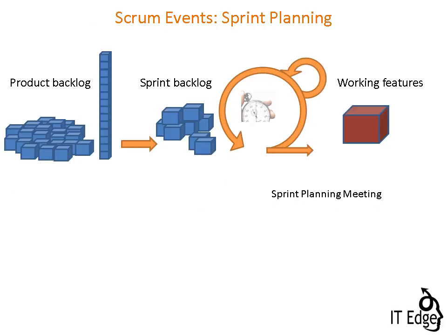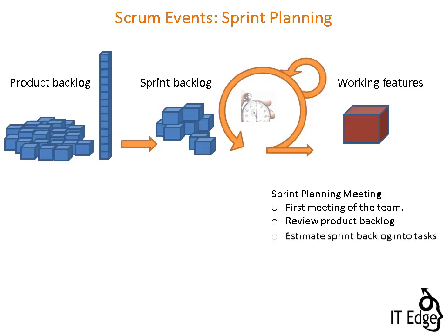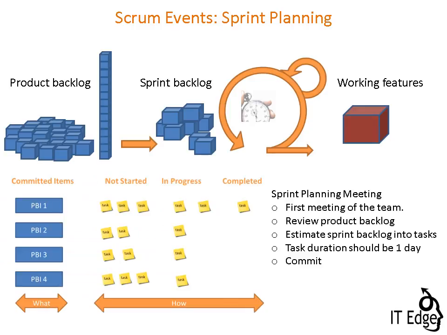Sprint planning. This is the first meeting of the team. The goal is to divide the product backlog items, PBI, the what to do, into tasks, how to do. In order to measure the progress, a task duration should not exceed 1 day. A product backlog item will usually be divided into several tasks. Each task will have a status. For example, we can have the PBI divided into 3 tasks: analysis, development, and test. All these tasks cannot be in progress at the same time.